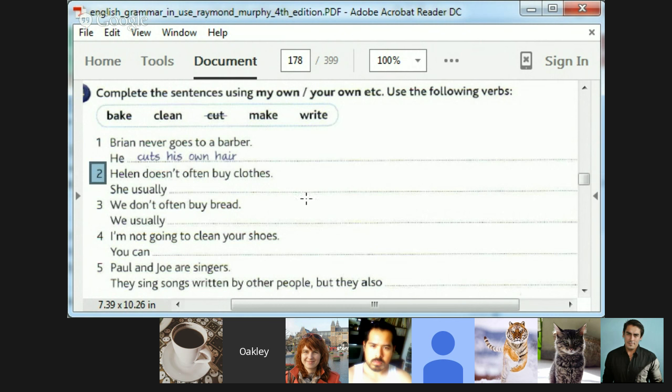All right, number 2. Helen doesn't often buy clothes. She usually makes her own clothes. Okay, she usually makes her own. Because we know we're talking about clothes, it's not totally necessary to say "clothes." She usually makes her own is sufficient, but either one is correct.